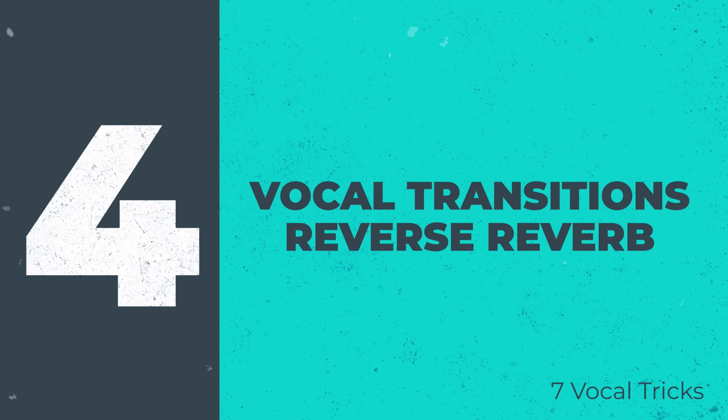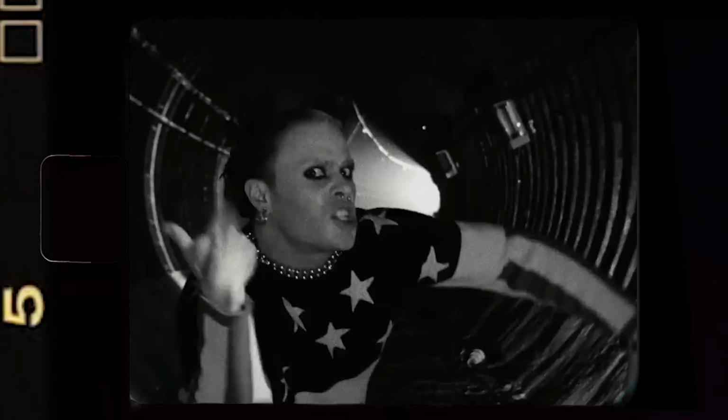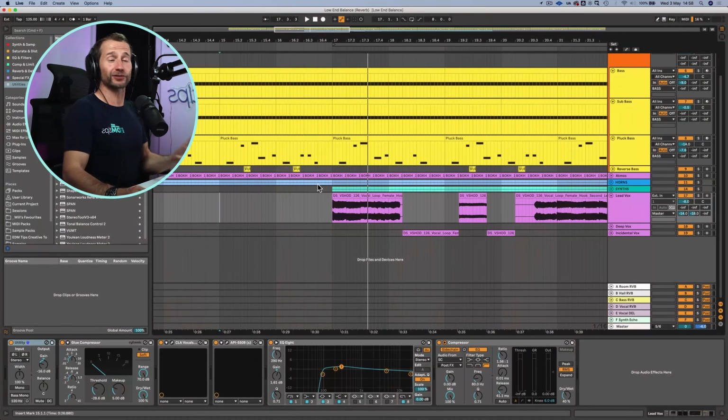Okay, the next vocal trick is an absolute classic, and this can really help tie different sections of your track together. That's using reverse reverb. A classic example of this is in the Prodigy's track Firestarter. Okay, so here's the track we're going to be working with, and you'll hear that the vocals come in after a couple of bars.